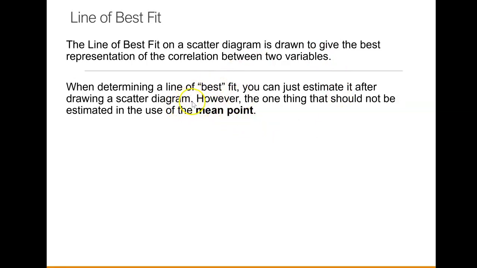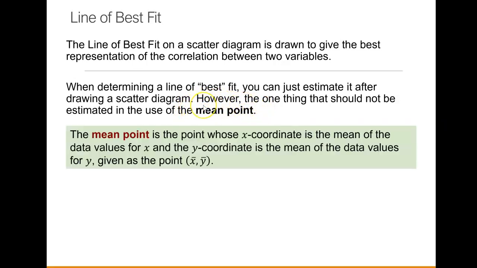However, when we're just doing this, the one thing that we need to have happen is that our line of best fit should pass through the mean point. What do we mean by mean point? Well, it's just a point that's the mean of the x coordinates and the mean of the y coordinates. Everybody's okay with that? Its name is exactly what it is, right? How do we do a mean? Add up the values and divide by the number of values, right?